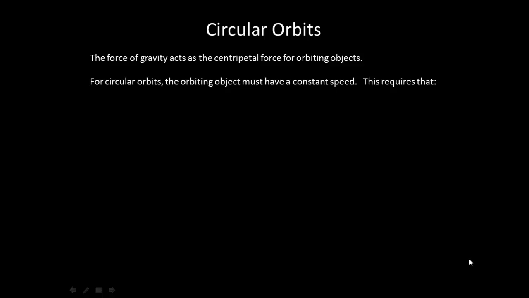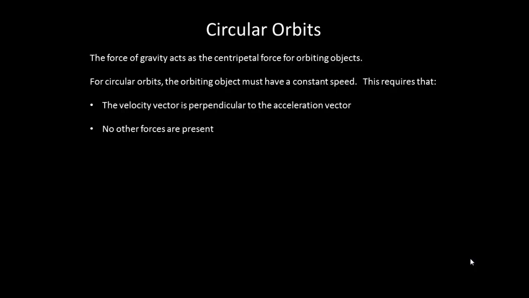For circular orbits, the orbiting object must have a constant speed. This requires two things. One, that the velocity vector is perpendicular to the acceleration vector, and two, that there are no other forces present. For real orbits, these two assumptions are generally not true.